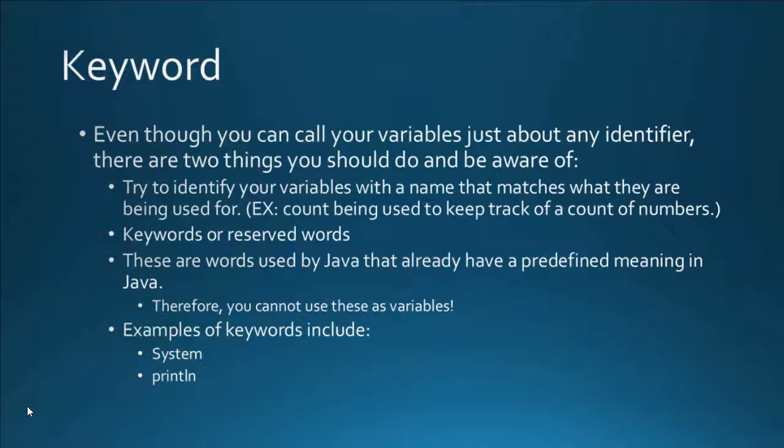Some quick examples. Things like system, print line. Those are things that Java already has definitions for. Public, class. Those all have definitions within Java. If I made something that's just X, X is not something necessarily defined by Java. So I could potentially use X. I could also use number, or in the previous example here on this slide, count.